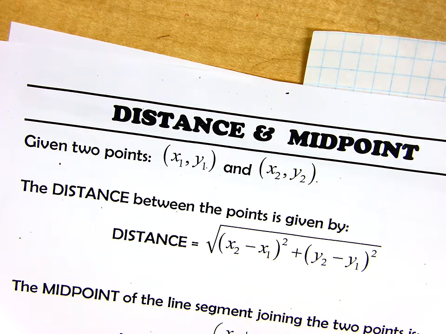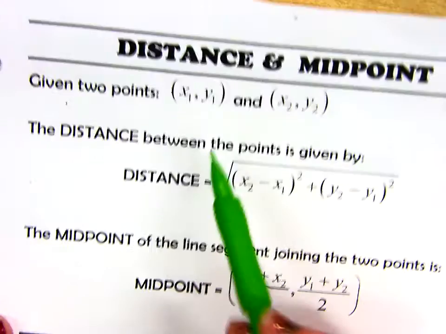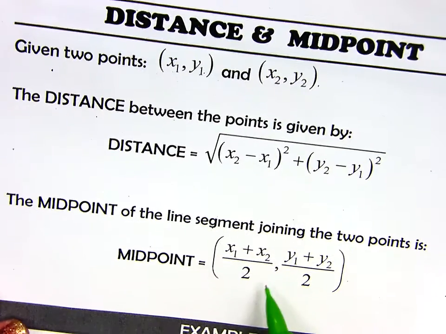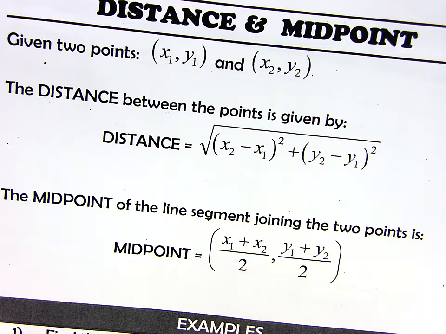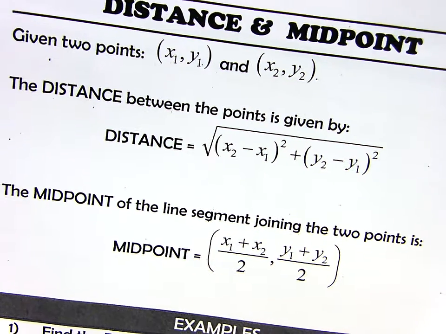Right, so we're looking at distance and midpoint. We've been talking about midpoint already. So if we just get that out of the way, if you have two ordered pairs, x1, y1 and x2, y2, and you want to find the midpoint of those two points, it's really just finding the average. Add the x's together, divide by 2, add the y's together, divide by 2. So we've been practicing that a little bit.